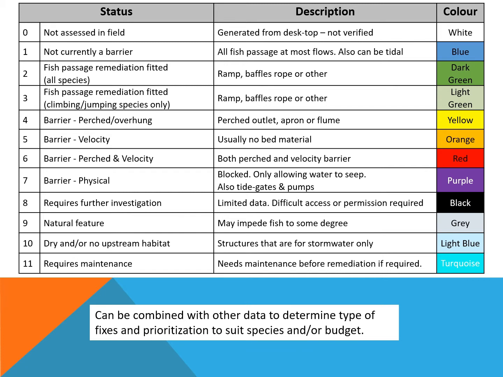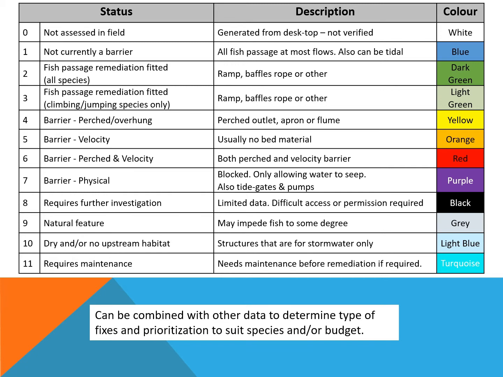And these statuses are still evolving, but currently we use a 0 for one that's not assessed, because it's just a dot on a map or a target that's been generated as a desktop exercise. The next one is the one we all love, number 1, not currently a barrier. Now that may change over time, but that's been deemed by a number of means to be currently not a barrier to fish. Number 2 is where fish passage remediation has been fitted and has targeted all species.